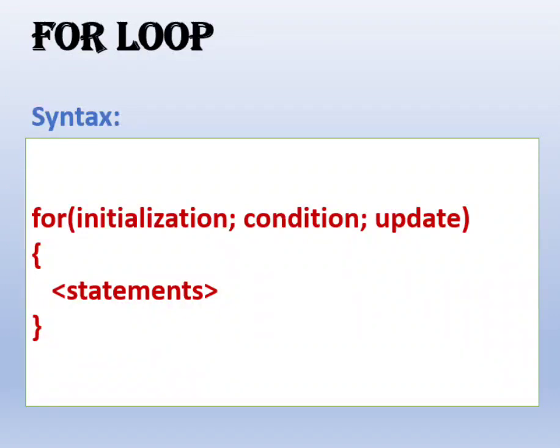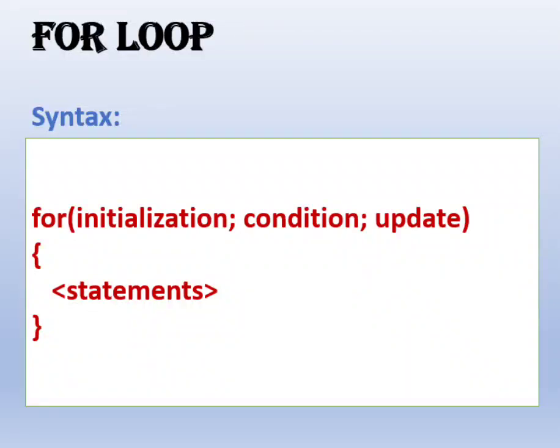And the update statement is nothing but by what amount you want to increment or decrement the initialized value. For example, when printing values from 1 to 10, it has to print each value 1, 2, 3 like that. So in the update parameter you have to provide i equal to i plus 1. So this is called the update statement.